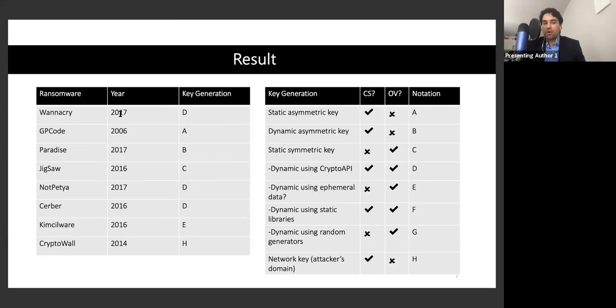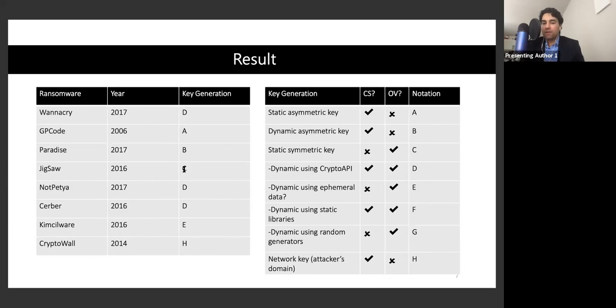If you see the year, it's a later variant compared to some of the other variants on here. For example, GPCode is an older variant, and you'll see that it was just using a static asymmetric key. Operationally, very bad. Paradise ransomware dynamically generated an asymmetric key, but again, not operationally viable since it's really slow to use asymmetric key encryption for bulk data. And there are some other examples.